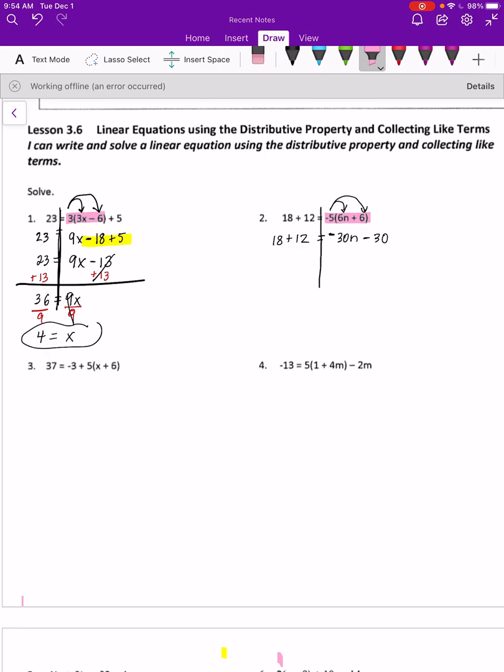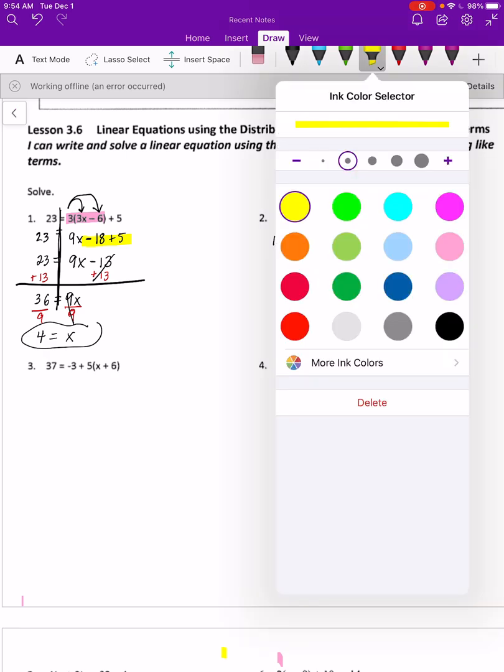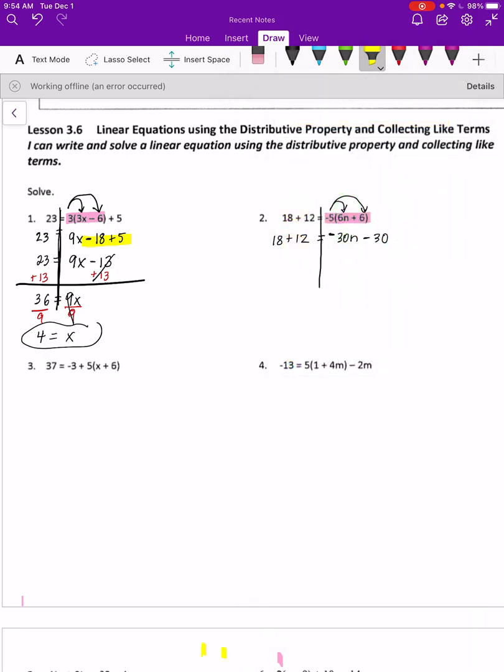All right, so now the distributive property is done. So now I'm looking for some like terms to collect. Well, it looks like I have some like terms on this side. I'm going to highlight those in yellow. 18 plus 12. 18 plus 12 is 30. There are no like terms on the right-hand side, so I just bring everything down. And guess what, ladies and gentlemen? Two-step equation. So isolate the variable, get it by itself.